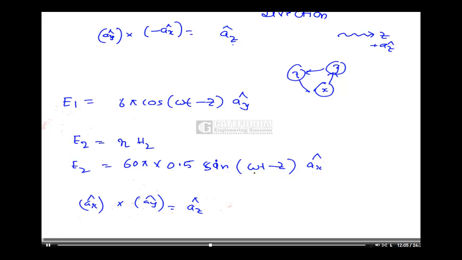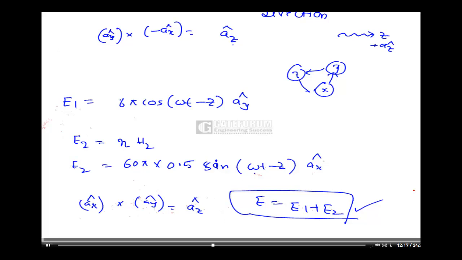Omega value already calculated. So like this. Then total E is equal to E1 plus E2. Simply you can calculate the electric field for any medium. So this kind of problem is a very, very important problem. So you may expect a question from this type of kind.